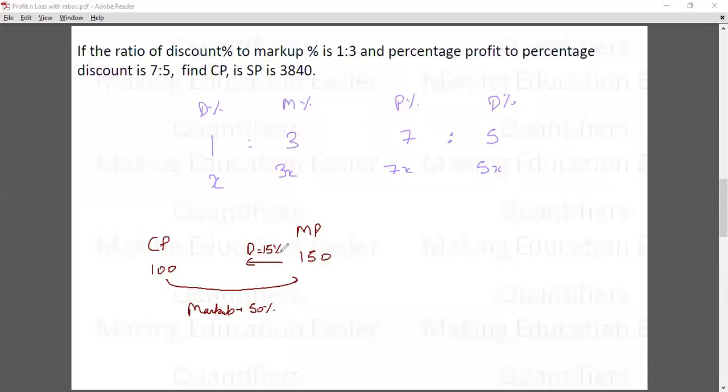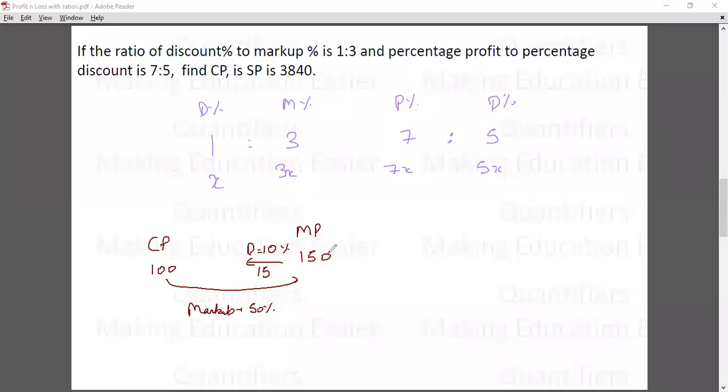I am allowing a discount of 15%. So, sorry, let's say I am allowing a discount of 10% to make the calculations easier. Now, what is 10% of 150? 10% of 150 is 15 rupees.